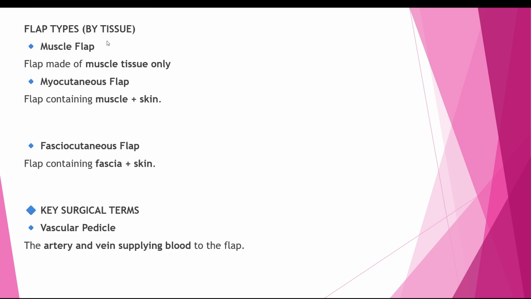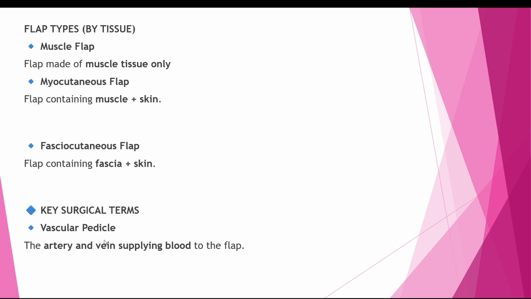Next we have the flap types by the tissue. So we have the muscle flap, a flap made of muscle tissue. Then we have a myocutaneous flap, where the flap contains the muscle and the skin. Then we have the fasciocutaneous flap, where the flap contains fascia along with the skin. You can consider it a fasciocutaneous flap. Next we have the vascular pedicle.